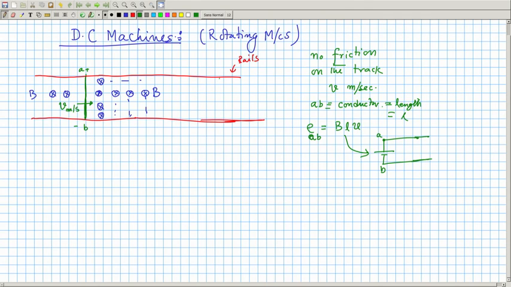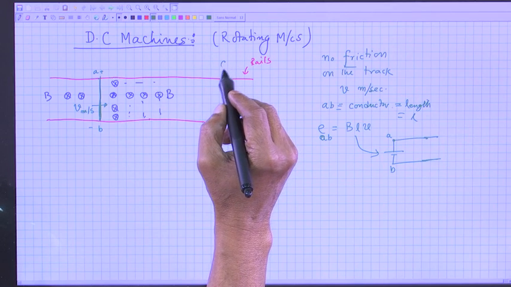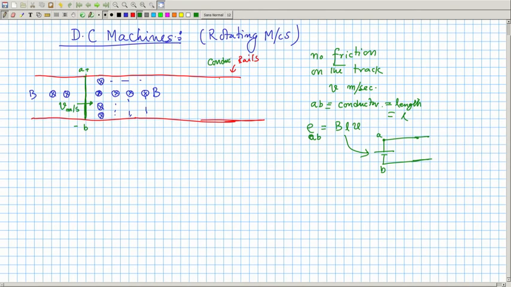Although across the rail, if you connect a voltmeter, it will read BLV, because it makes contact with these conducting rails, although no current can flow. Now, what will I do? I will connect between the rails a switch and a load, got the point.